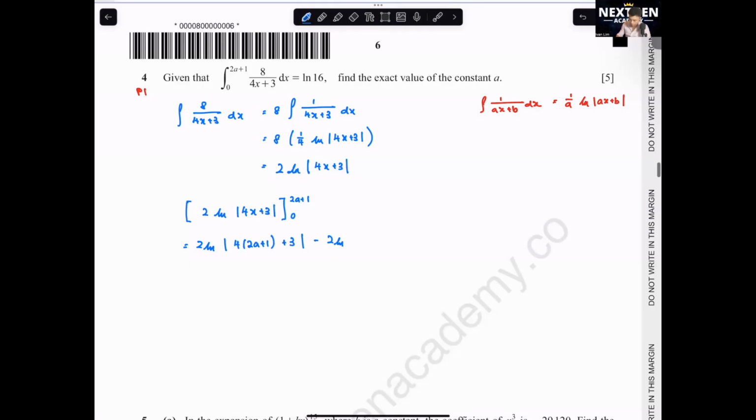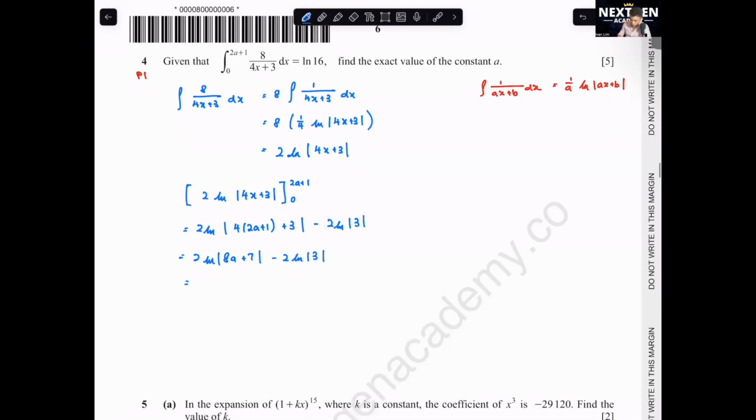Okay, 4 times 0 will be 0. This one I just write it as 3. Which we'll get 2 ln 8a plus, 4 plus 3 will be 7, minus 2 ln 3. Which we can simplify to 2 ln 8a plus 7 over 3.